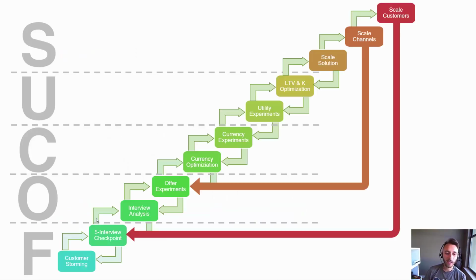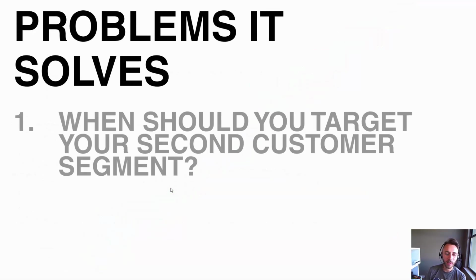Once you do that, you simply repeat the process again. You pick another customer segment, and now you know exactly what to do. You know the process to go through. Do your offer testing, your currency testing, your utility testing, scale all of your channels for that new customer, and then start again. So that's it. That's what it takes to go scale your additional customer segments.